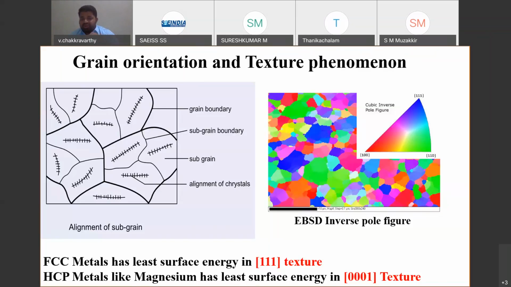Why I am particularly talking about grain orientation is that not only the grain boundaries determine your corrosion resistance. The texture and grain orientation are also one of the deciding factors for evaluating the surface energy. For example, for FCC material, meaning face centered cubic material like stainless steel 316L or aluminium, many face centered cubic materials are there. For such materials, if the grains were grown in the triple one direction, then obviously that will have the highest corrosion resistance.